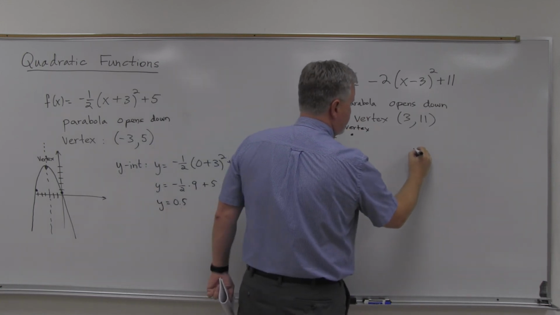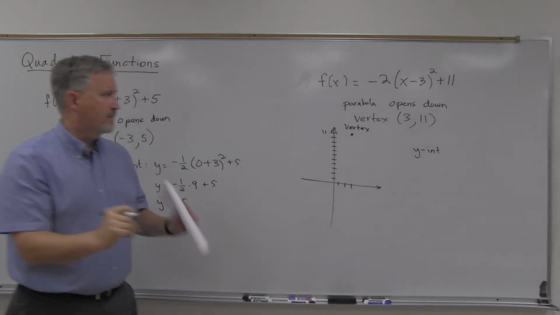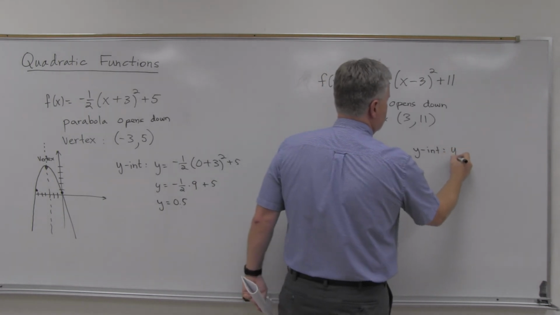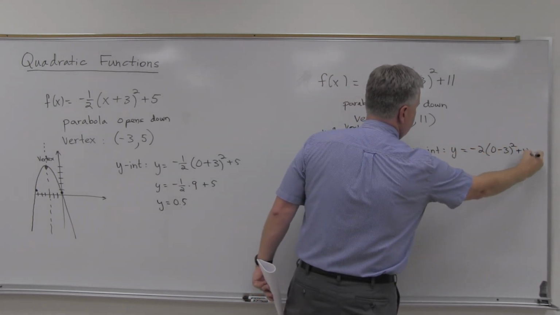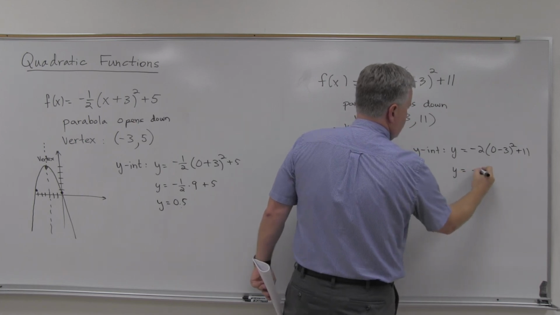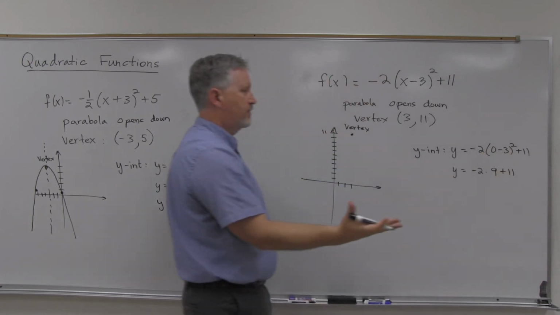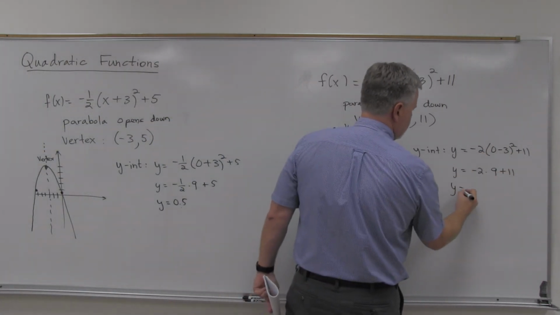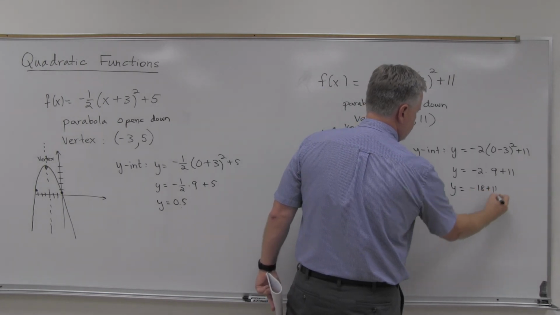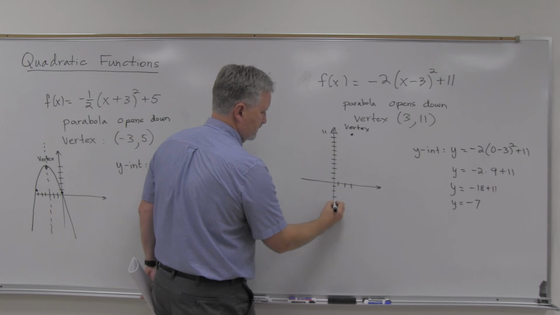All right, to get the width right, let's do the y-intercept. So that would be y equals negative 2 times 0 minus 3 squared, plus 11. Well, that's going to be negative 2 times 9 plus 11. Negative 3, but it's squared, so it'll be positive 9. That's going to be negative 18 plus 11, negative 7. The y-intercept is negative 7, so it's way down here.